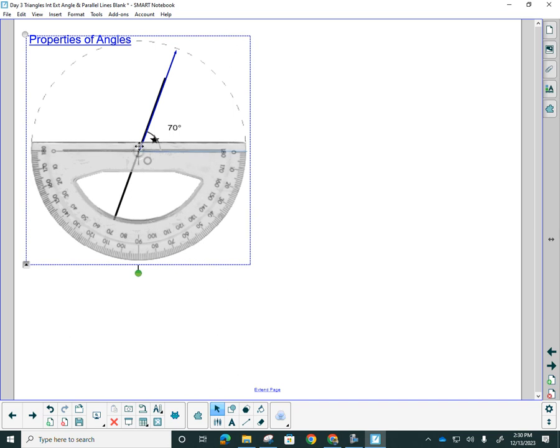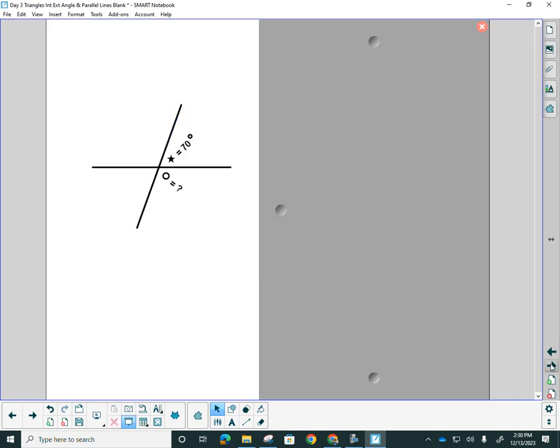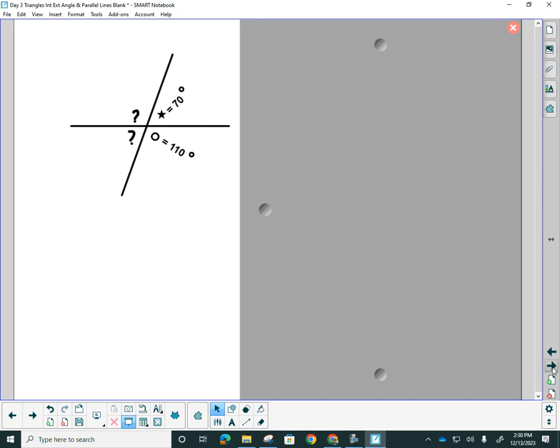So 180 minus 70 must be 110, and you can see that the angle from here to there is 110. So that kind of works. That's the supplementary angle. So if that's 70, then that's 180 minus 70, or 110. And then you can go opposite again, so 70 and 70.